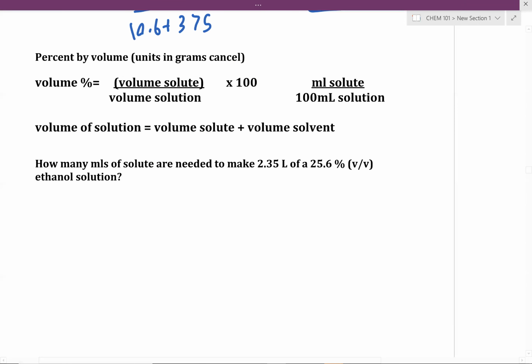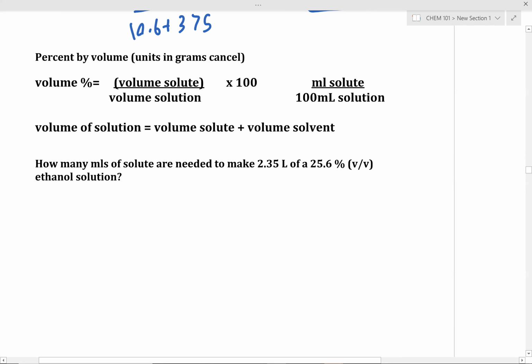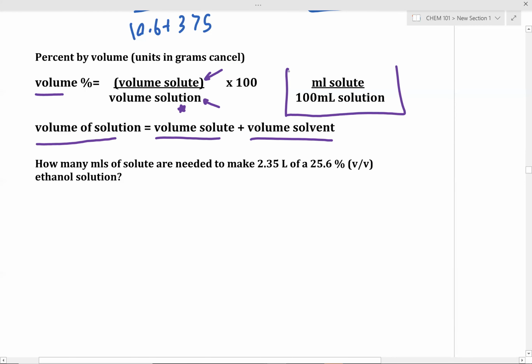So another way of expressing solutions, which are often mixtures of liquids dissolved in another liquid, is volume percent. So it's the volume of solute over the volume of solution, so the total volume. And just like the total mass, the total volume of our solution is the volume of the solvent plus the solute. You can also think of volume percent as a conversion factor of milliliters of solute per 100 milliliters of solution. Or you can also think of it as liters of solute per 100 liters of solution. Does that make sense to everyone? Okay. So let's do an example.